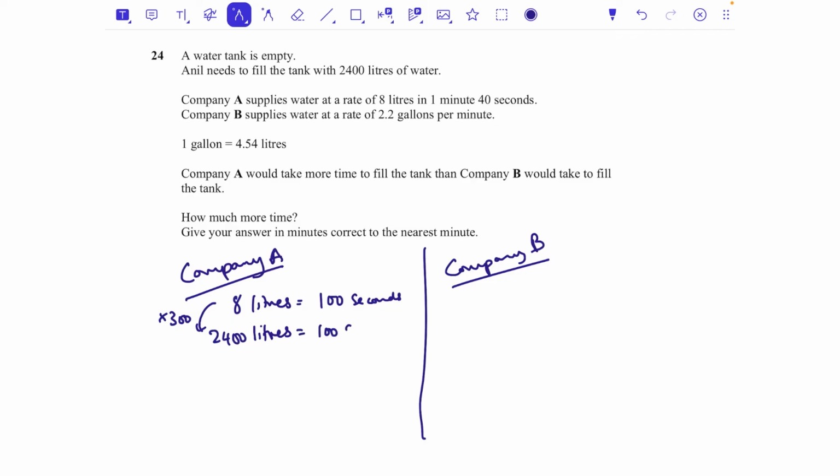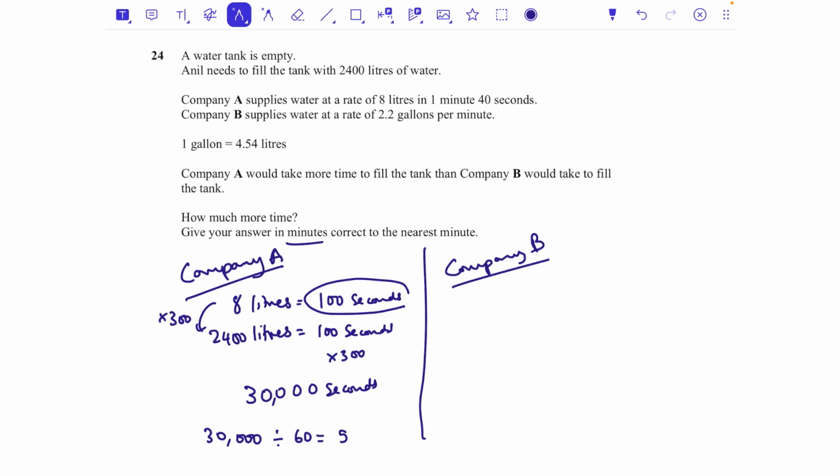So 100 seconds multiplied by 300 is 30,000 seconds. But remember that there's 60 seconds in a minute. I found it easier to make it 100 seconds rather than trying to times 1 minute 40 by 300, because the minutes is 60 seconds, so it's quite hard to multiply that. So I've just made it 100 seconds, times it by 300, and then taken that 30,000 and divided it by 60 to put it back in minutes. So 30,000 divided by 60 is 500 minutes. So it would take 500 minutes, and I want to keep it as 500 minutes.